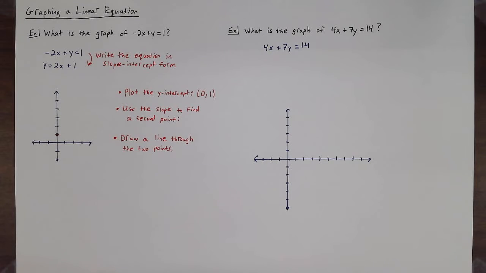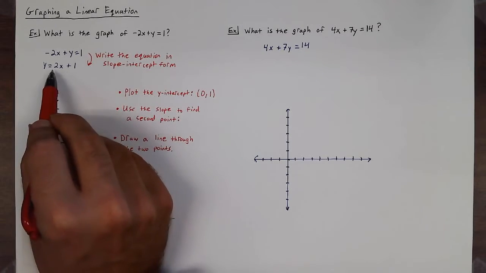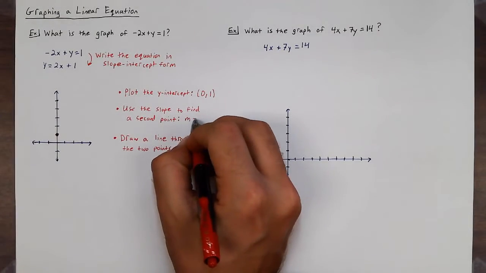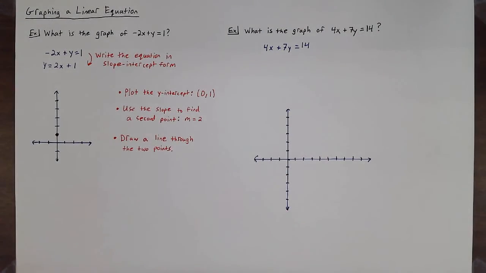Now, in order to draw a line, as we can remember from geometry, we need at least 2 points. In order to find a second point, what we need to do is use the slope, which in this case is 2, to find a second point.